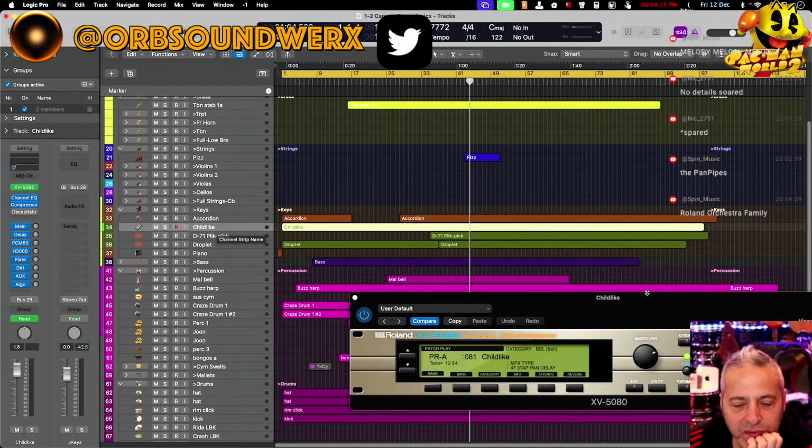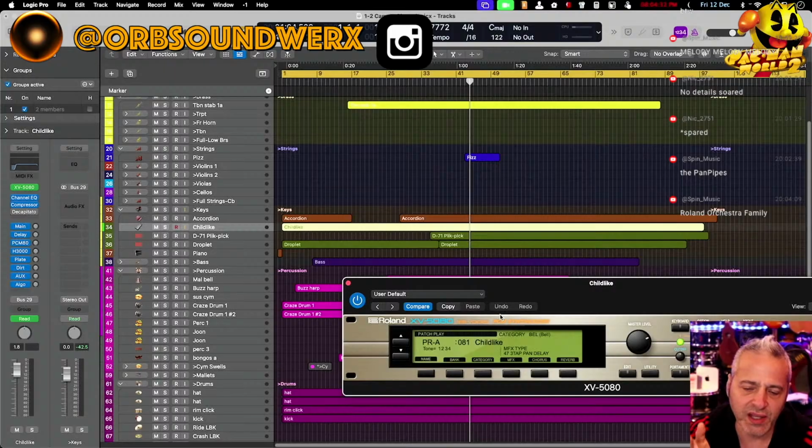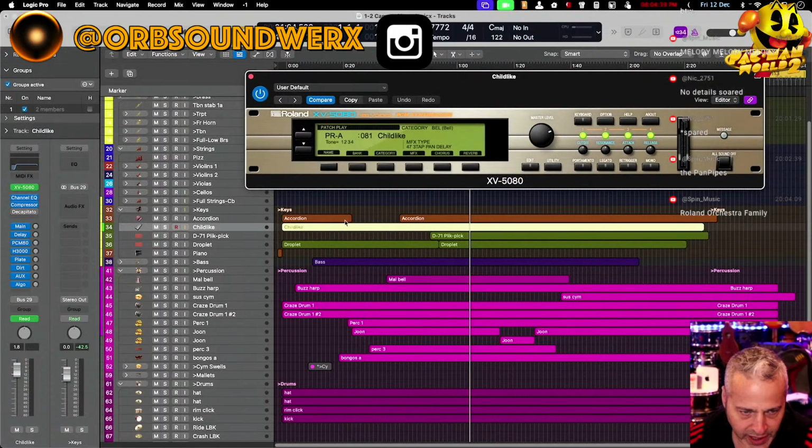So then also from, let's just call it the Roland 80 series, because there's so many of them. All right, but in this case, the 5080. But from the 3080 is actually the rack unit that was actually used. So we'll call it 3080. Or you can call it the 30/5080, whatever you want. I don't care. Anyway, Childlike, which is 081.